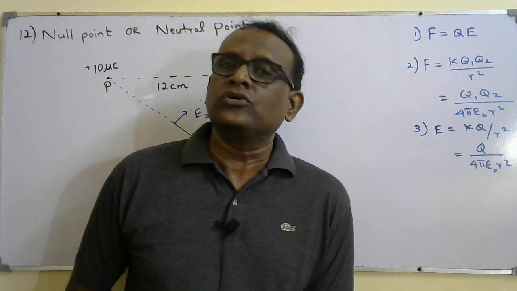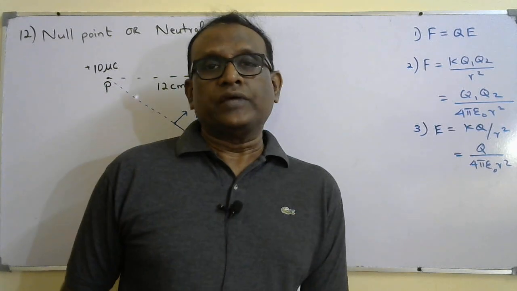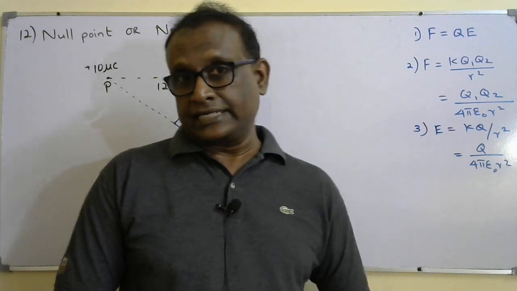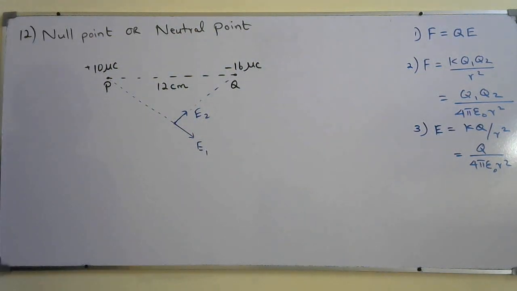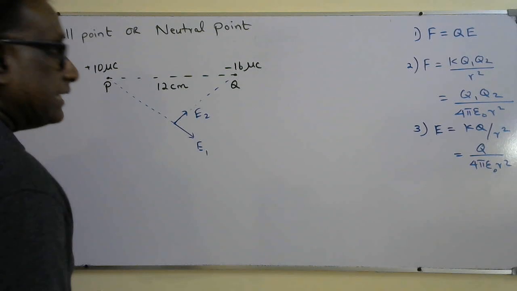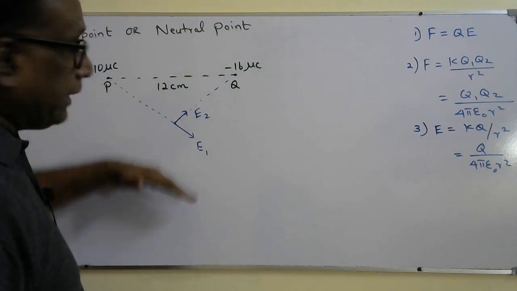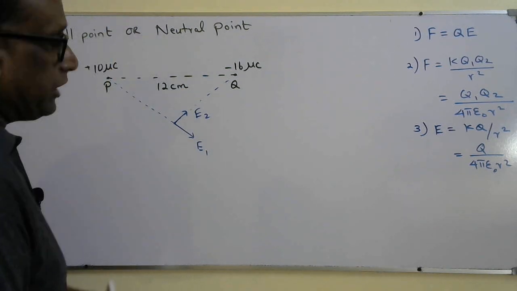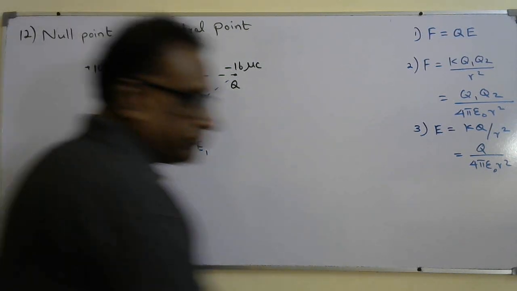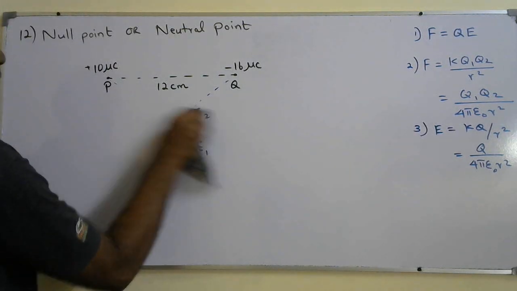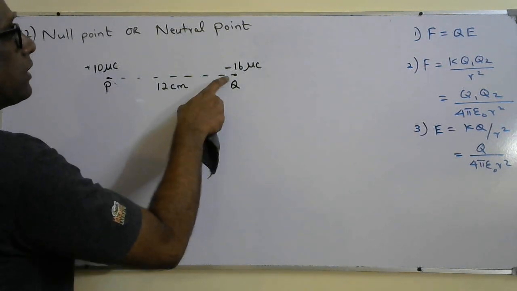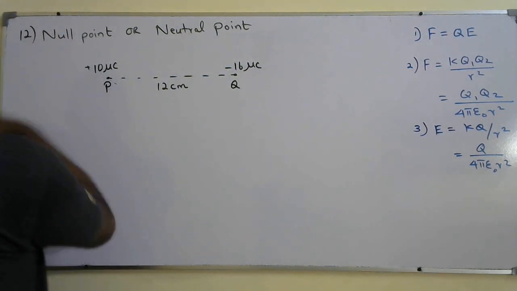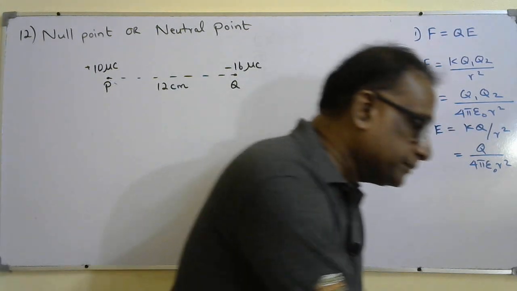Unit 1 again. E1 and E2 are two vectors. If two vectors want to cancel each other, they should be on the same line, in opposite direction. So E1 and E2 never cancel each other. So there can't be a null point below the line PQ. Same way there can't be a null point above the line PQ. So the possibility of a null point is somewhere on the line PQ, either between P and Q, or on the right side of Q, or on the left side of P. We will determine.